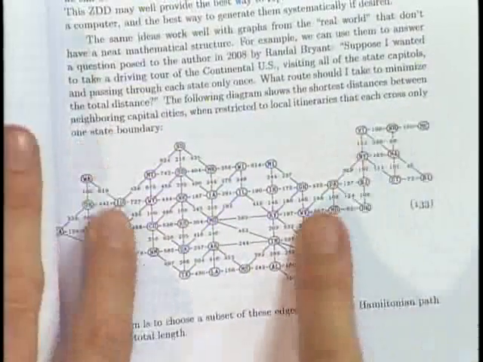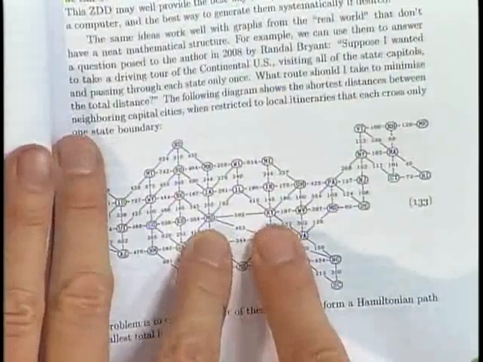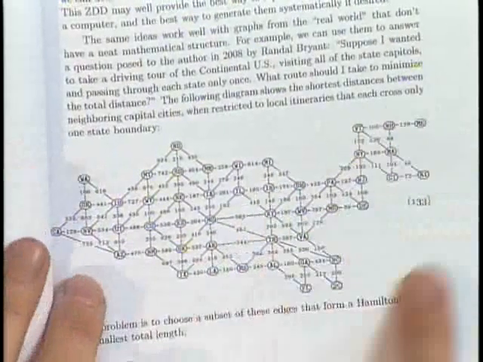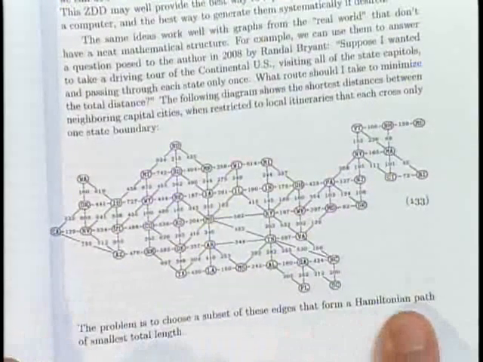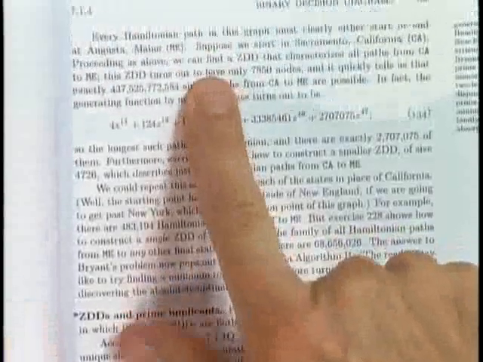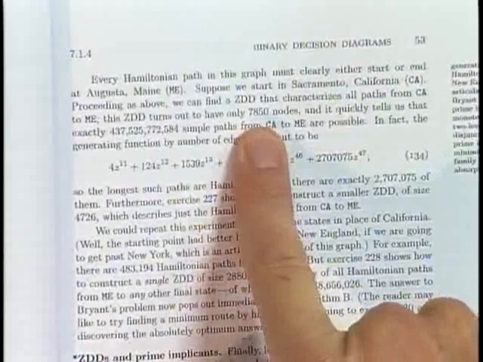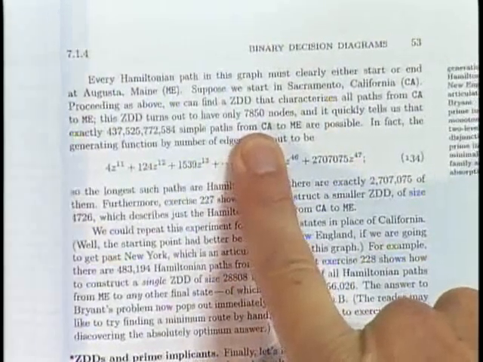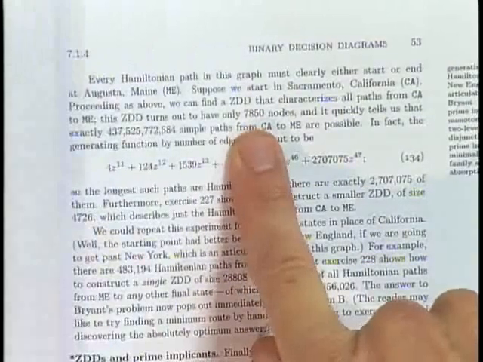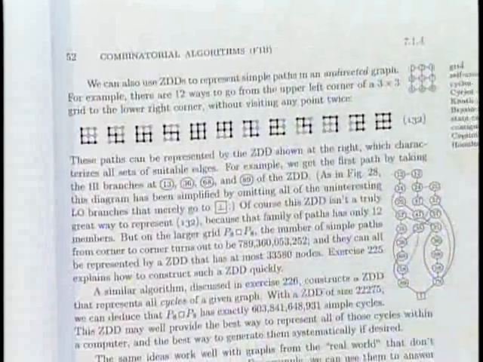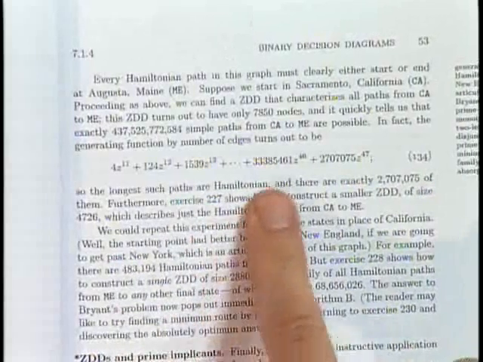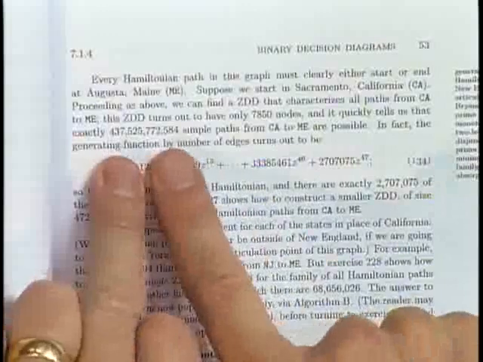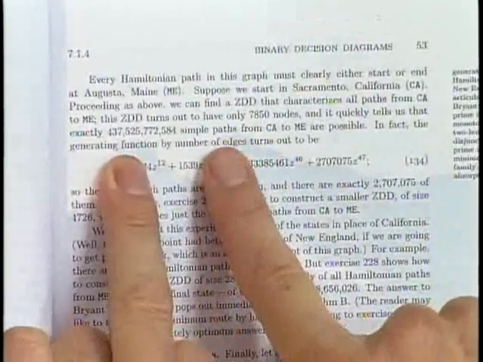The following diagram shows the shortest distances between neighboring capital cities, so like between capital of Missouri and capital of Kentucky is 562 miles. So you have the data here on this graph, and you can make a ZDD. You're supposed to find a Hamiltonian path of the smallest total length in this graph. So what happens? Well, it turns out that there's a ZDD of 7,800 nodes for all the paths from California to Maine that don't go through any state twice, not necessarily Hamiltonian, but these are simple paths. A simple path means it doesn't hit any vertex twice.